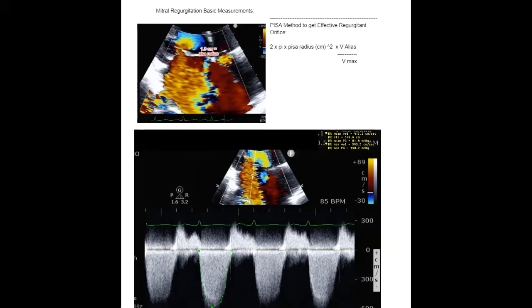Now we're going to talk about using the PISA method to get effective regurgitant orifice. So the PISA equation is 2 times pi times the PISA radius, which here is 1.3 centimeters, times the V alias and the V max. And if you were to use unit analysis, the centimeters per second units will cancel out. So all you will have left in your answer is the unit, which is centimeters per second. If you think about it, effective regurgitant orifice is an area and hence should be in centimeters per second.